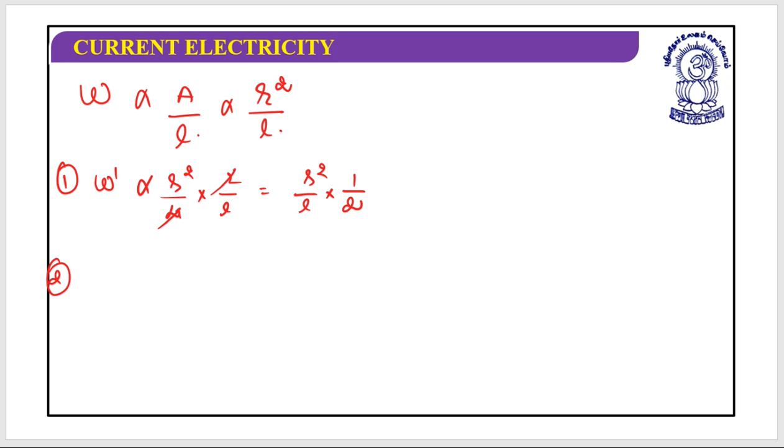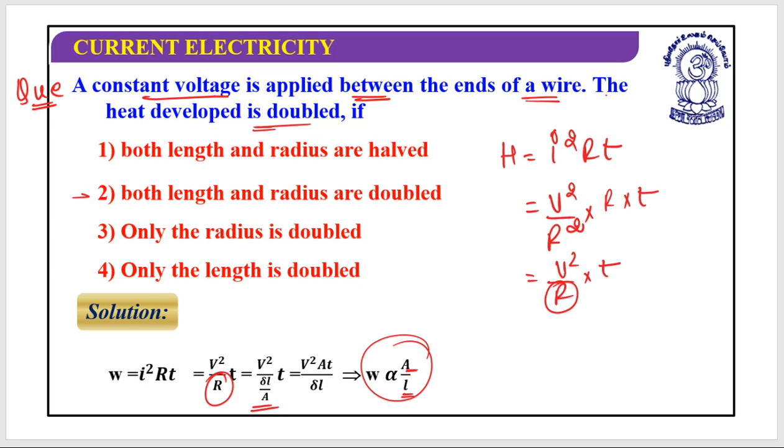The second option, both length and radius doubled, that is W dash is 4R squared divided by 2L. So this is equal to 2 into R squared by L. Yes, this will work because this will double the power. By chance I have met my answer on the second option. If not, you should go through all the options and try to get it done. Is it clear?